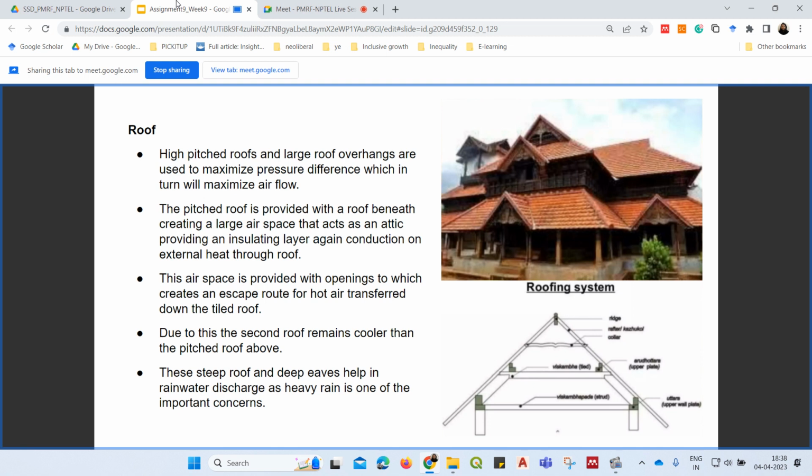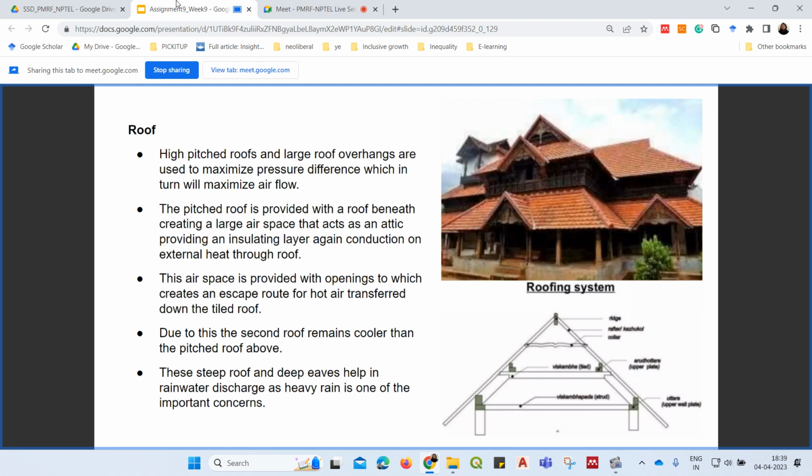Then you can even describe the roofing system of your particular building if it is of some interest. So, for example, in this type of building, high pitched roofs and large roof overhangs are common, and they are used to maximize pressure difference in order to maximize airflow. You might have seen stack effect in previous lectures. I described stack effect, how pressure difference and temperature difference between cool air and hot air causes airflow to happen in such type of roofing systems and buildings. So because of that, such roofs are used.